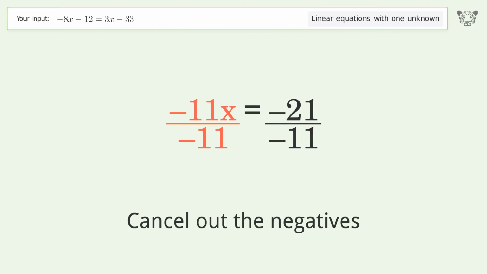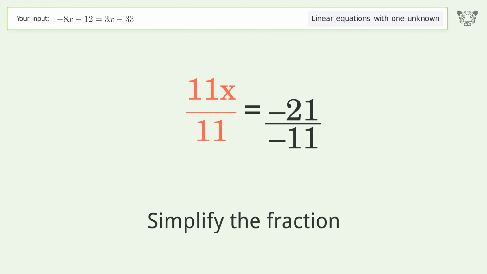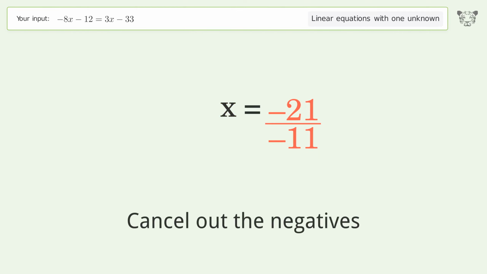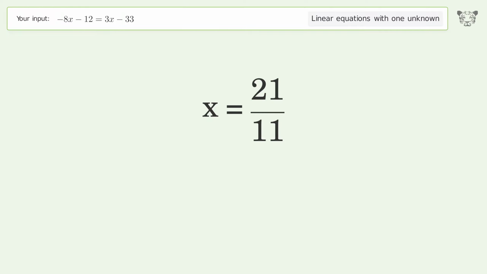Cancel out the negatives. Simplify the fraction. Cancel out the negatives. And so the final result is x equals 21 over 11.